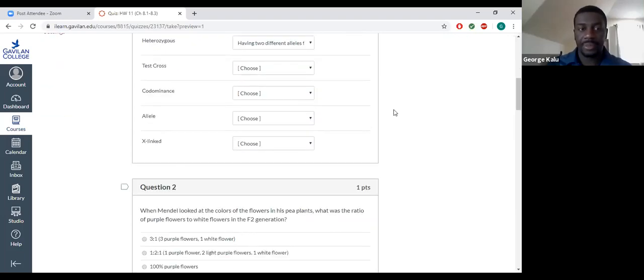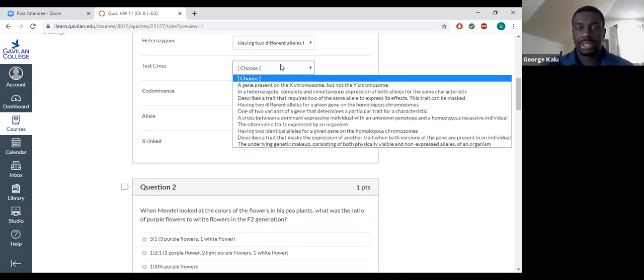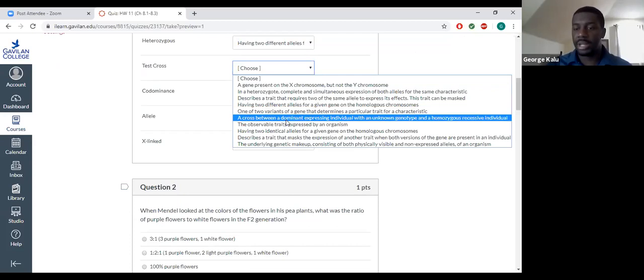Okay, cool. All right, so next one is a test cross. So what is a test cross? Right, it's going to be a cross between a dominant expressing individual of unknown genotype and a homozygous recessive individual, right? So the goal of a test cross is to determine the genotype of a dominant expressing organism.